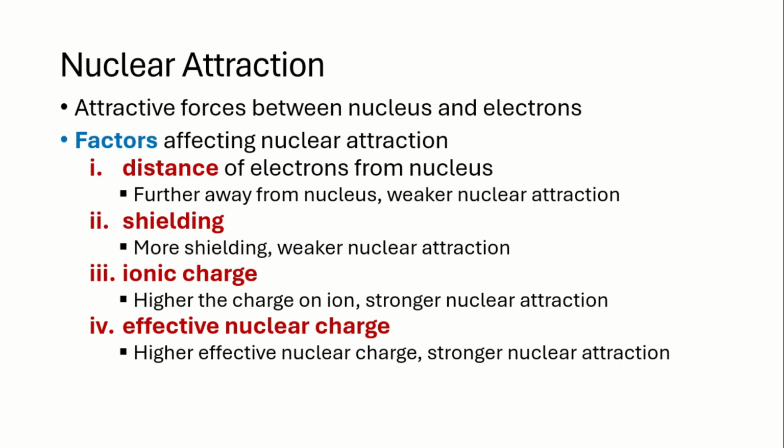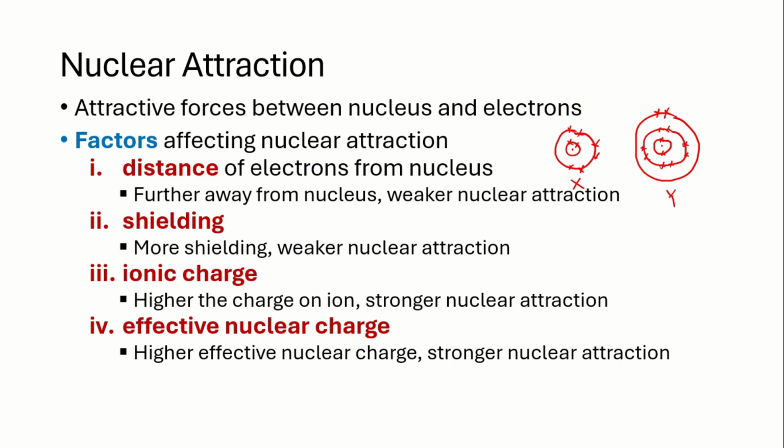There are a few factors affecting the strength of nuclear attraction. The first one will be the distance of electrons from nucleus. I will use an example to explain factor number 1. Two atoms. Atom X has 2 shells. Atom Y has 3 shells. Valence electrons of atom X in shell number 2 are closer to the nucleus compared to atom Y. Atom Y, its valence electrons are in shell number 3, so they are further away from nucleus. Further away from nucleus are feeling weaker nuclear attraction from the nucleus.